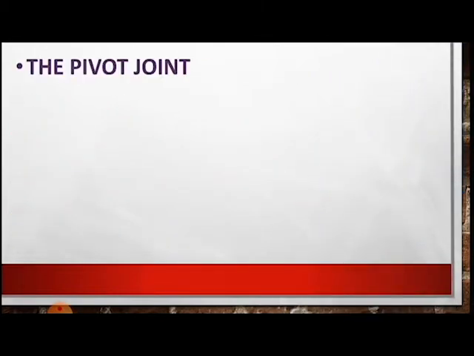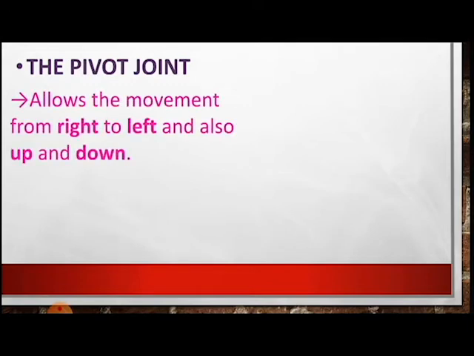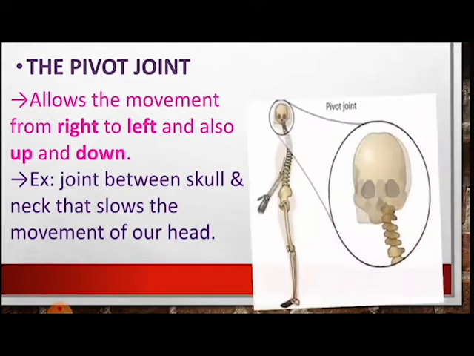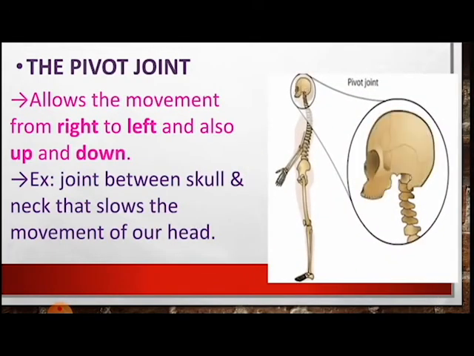Next, the pivot joint. In this kind of joint, a rod-like bone fits into a ring formed by another bone. The pivot joint is present between the skull and the first two vertebrae. It allows us to move our head from one side to the other as well as up and down.